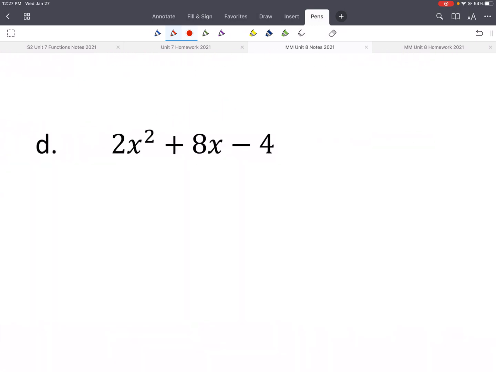Okay, for D, this is another thing I would always suggest: start with your smallest coefficient, because that limits how many things you can divide by. So the only thing that can divide 2 is 2 and 1. Does 2 go into 8? Yep. And does 2 go into 4? Yep. So our greatest common factor here is 2.